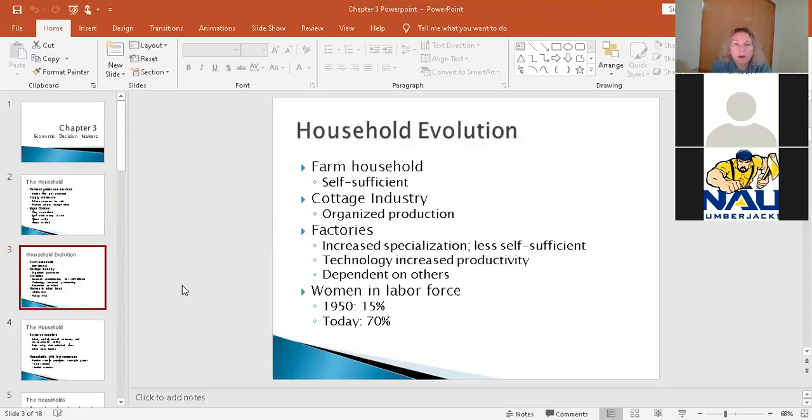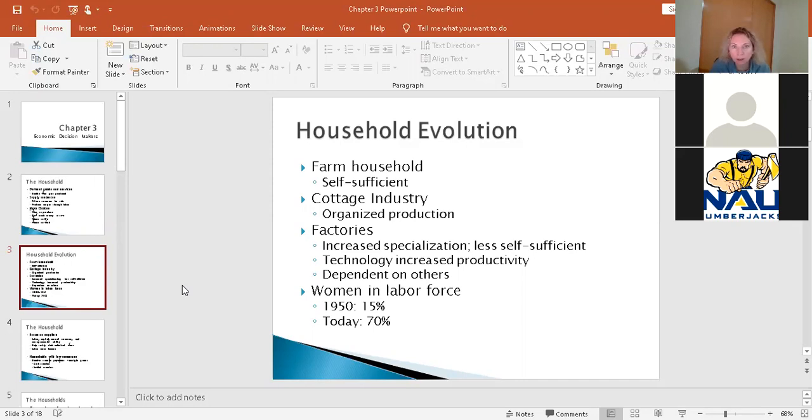So let's talk a little bit about the evolution of the household. Households haven't always looked this way. They started out very different than where they have ended up. And households in the beginning, and I can say this for most societies, when areas were first settled, if you will, households were almost entirely self-sufficient, especially in rural areas.